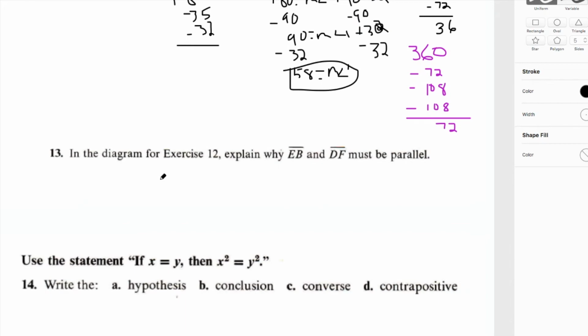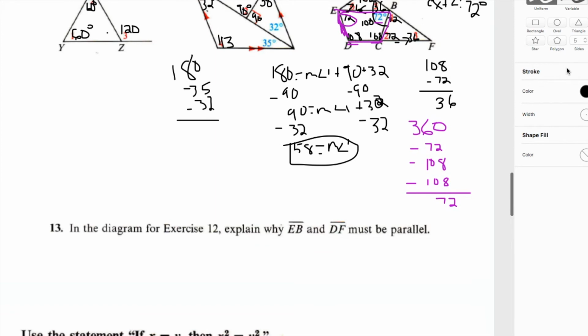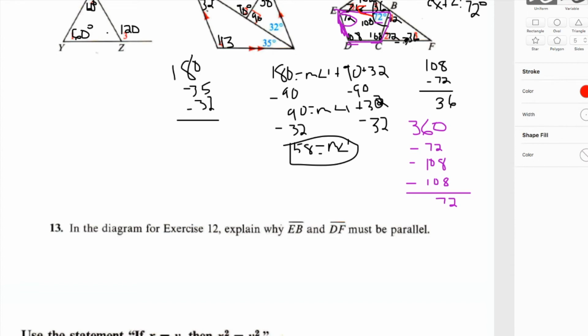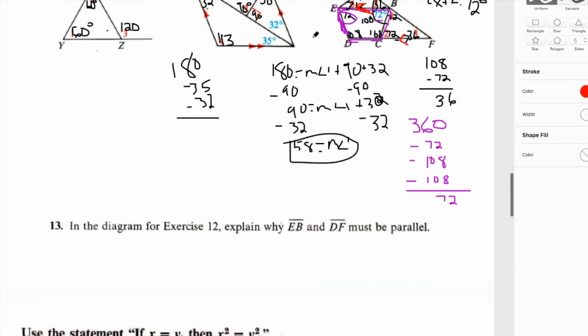Number 13 in the diagram for exercise 12, explain why EB and DF must be parallel. I noticed that here. Notice I put this in here. I should have put it in red, but I was able to determine this because you remember when I did that. So anyways, EB and CF, or DF, right? That's the line that contains CF here. Or the segment also contains segment DF. But they would have to be parallel to one another because I think we concluded this first, that angle, yeah, this was right here. Angle 2 had to equal 72 degrees.